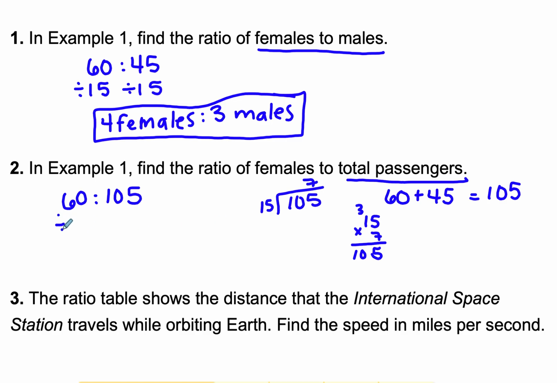Okay, so when I divide both of these numbers by 15, because again, ratios need to be in simplest form, I get 4 females to 7 total passengers.